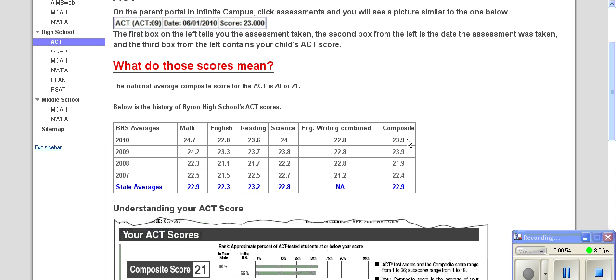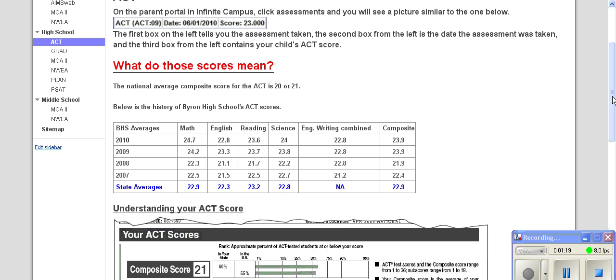Here you can see the scores from the past several years. There are also the sub-scores for the math, English, reading, science, and the combined English and writing together here. This one here is not available at the time that this data was put together because the writing test has not been around long enough.